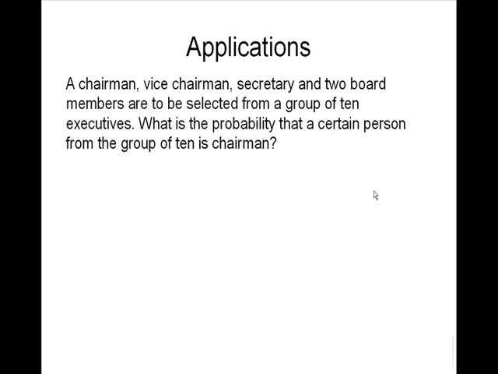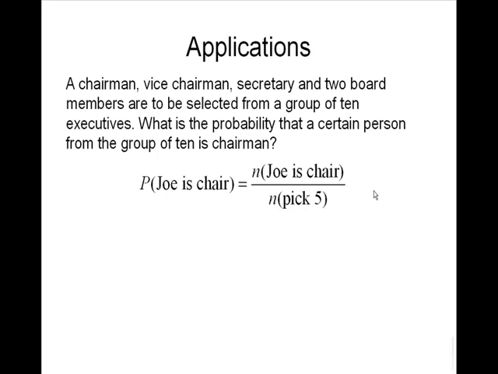So this is a little bit like my faculty problem that I had before, and the person that we're going to make the chairman from this group, I'm going to give him a name. I'm just going to call him Joe. So we want to know what is the probability that Joe is chair, and that's going to be the number of ways to get Joe to be the chair divided by the number of ways to pick 5 from the group of 10.